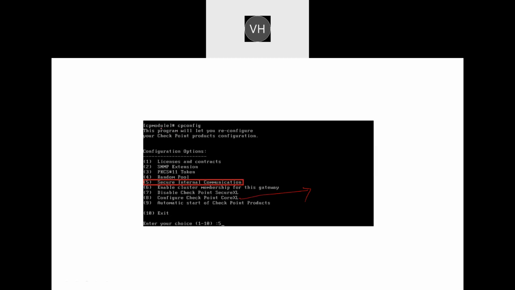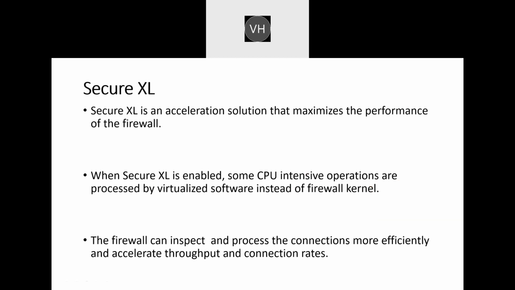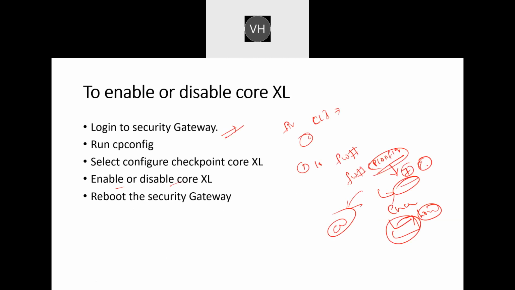A CP module is nothing but a firewall. We log into the firewall CLI and type the cpconfig command, and it will show the list of available options. We need to configure CoreXL, so select option 8 and enter 8 at the prompt. Then it will ask how many CPU cores you require. Accordingly, we configure, enable and disable CoreXL. Okay, clear?